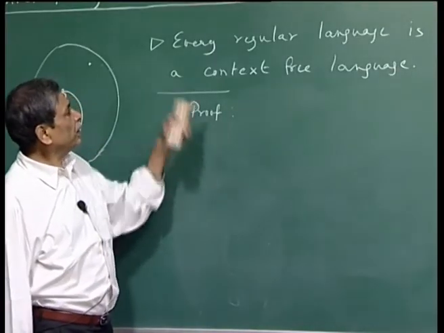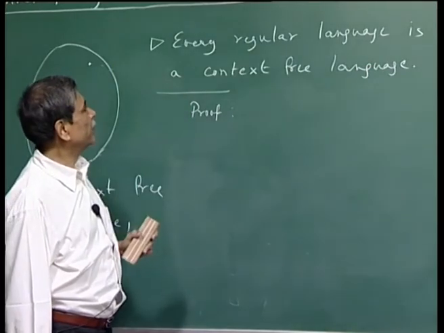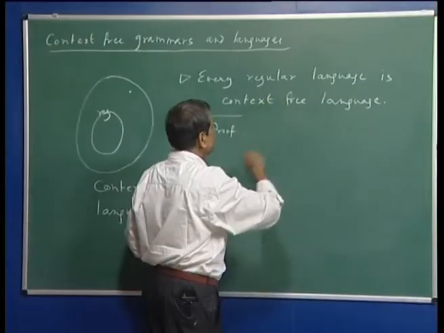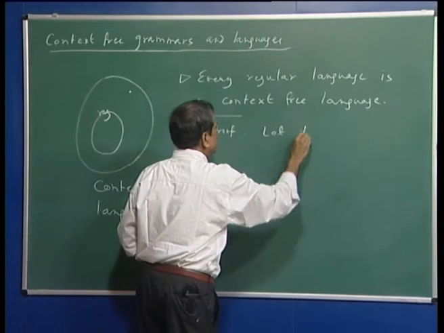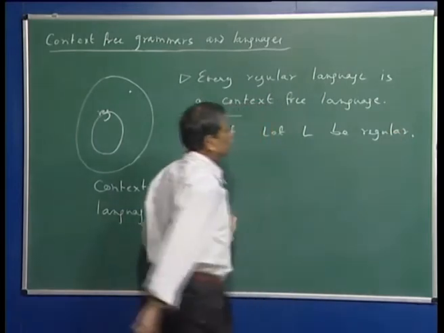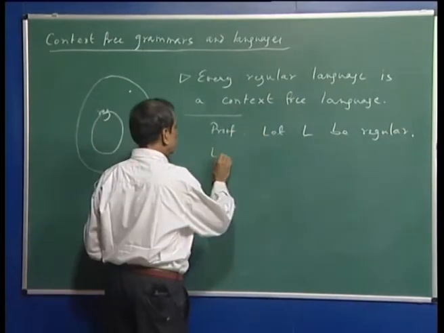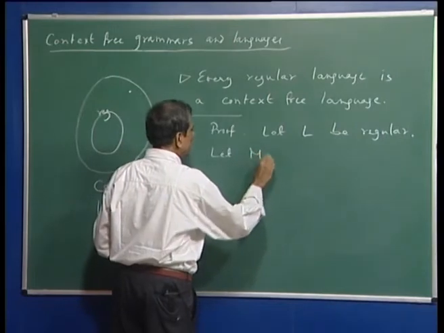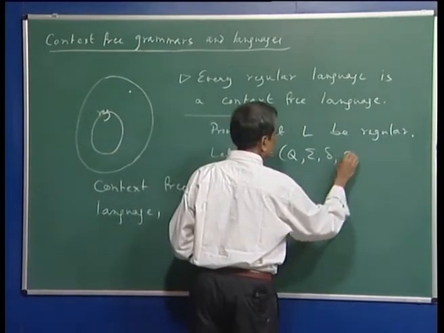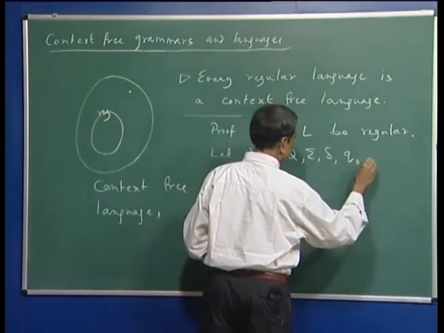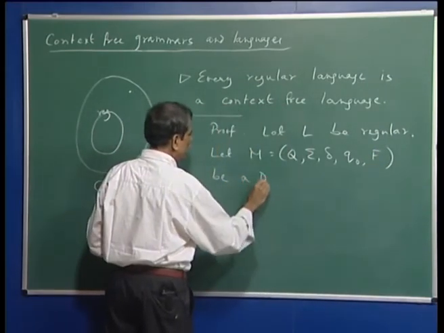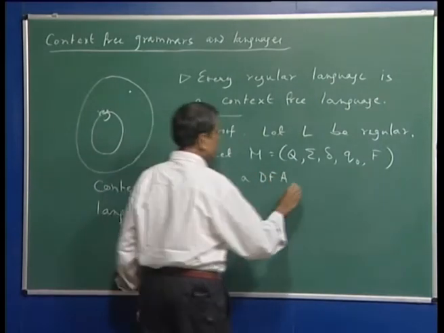The way we can prove this statement is by taking a general regular language. So, let L be regular. Since it is regular, let M = (Q, Sigma, delta, Q0, F) be a DFA to accept L.